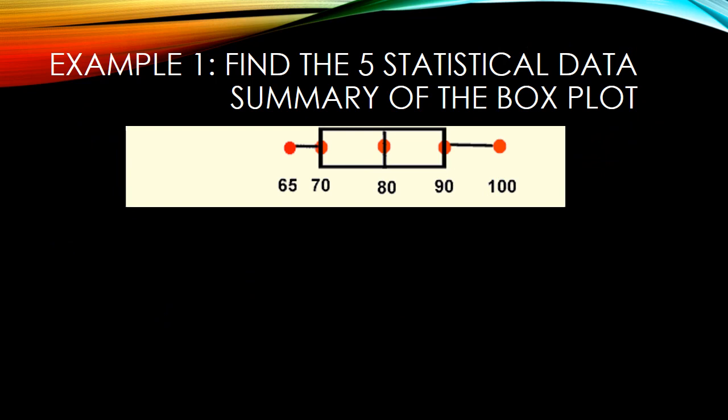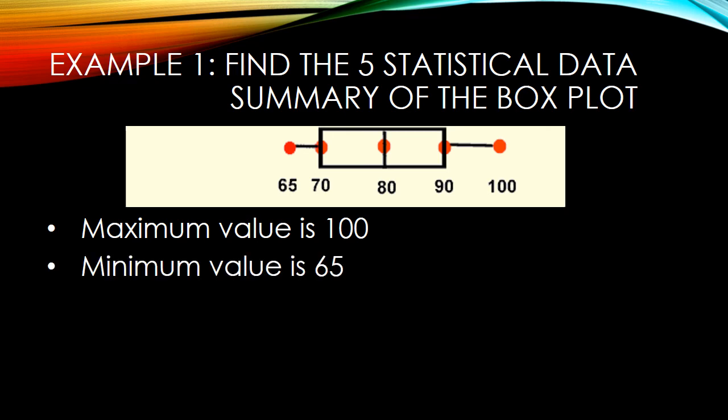Let's take a look at this example. We need to find the 5 statistical data summary of the box plot that we have here. This is an example of a box plot, and we have 5 main points that we need to know just by examining it. The first point is the maximum, which is 100. The maximum is the last value that you will see on the box plot, and then we have the minimum, which is 65, the first value you will see in the box plot.